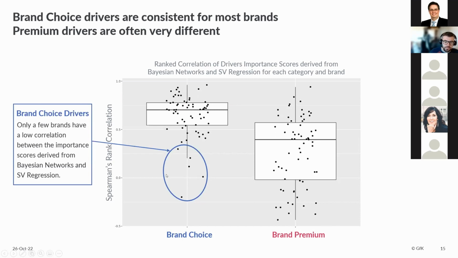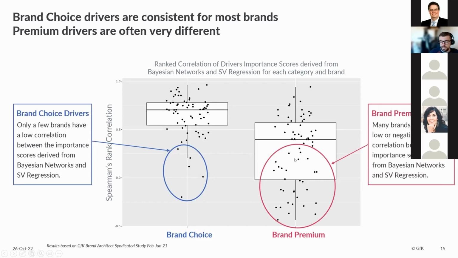And what you can see in this circle here is that there's only a few brands which have a low correlation between the two methods or a negative one. So in the majority of the cases, we're getting a good correlation and the results are pretty consistent across the two methods. But when we look at brand premium, we get a lot of brands where there's a very low correlation between the two methods. And in a lot of cases, we actually have quite strong negative correlations. Again, meaning ultimately the insights that you deliver to the client could be somewhat different.